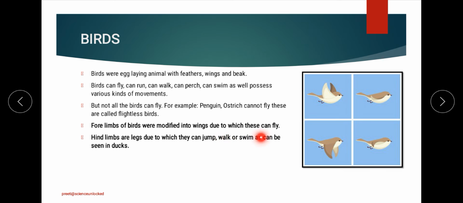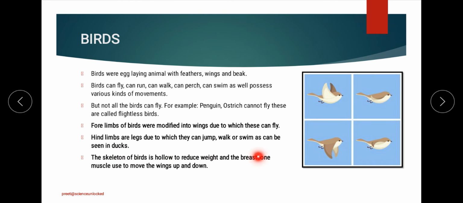Then the hind limbs are modified in such a manner that they are going to be used for various purposes like jumping, walking, and swimming altogether. On the other hand, the skeleton is hollow in nature, which ultimately makes the body lighter in weight so that it can fly easily.